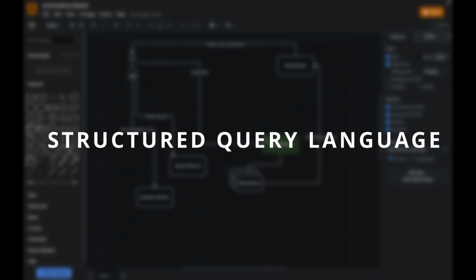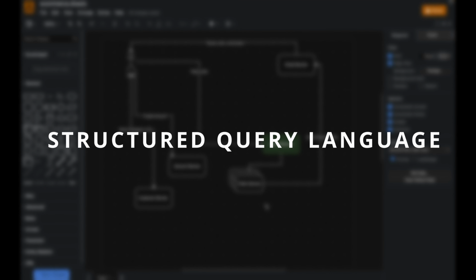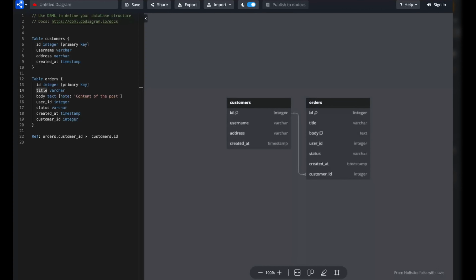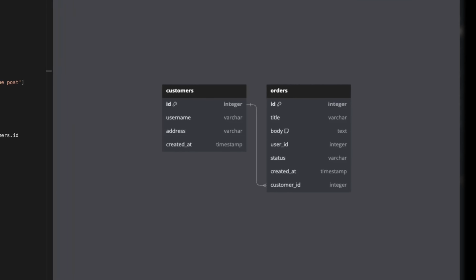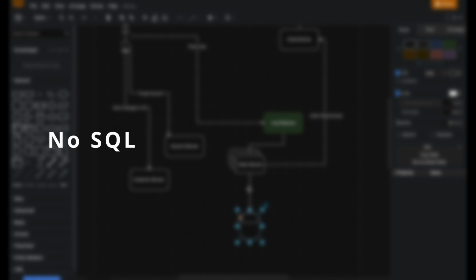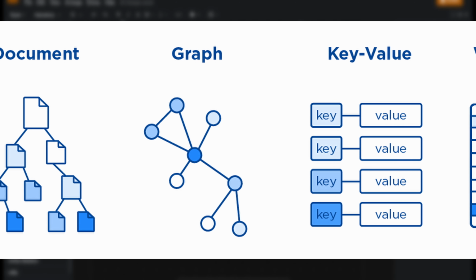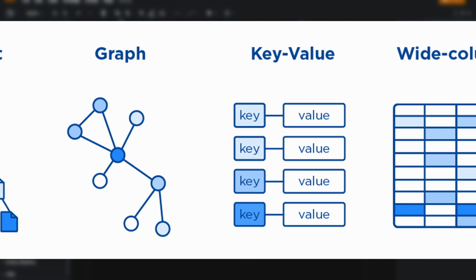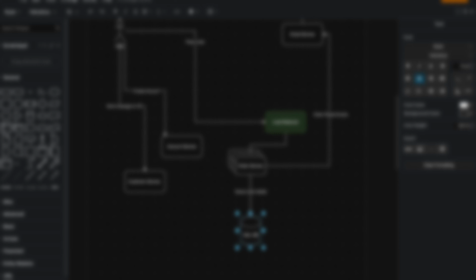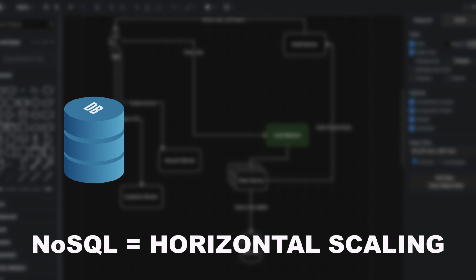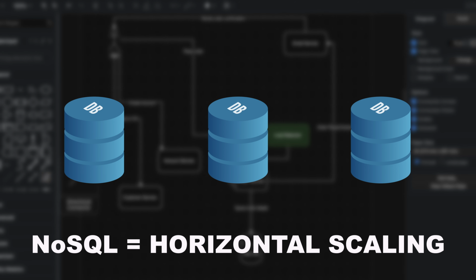Let's start by looking at SQL. SQL stands for Structured Query Language. SQL databases are table-based, where tables have relations amongst each other. NoSQL databases, on the other hand, are categorized into key value, column store, graph DBs, or document store. SQL databases allow for easy vertical scaling, while NoSQL DBs are horizontally scalable.